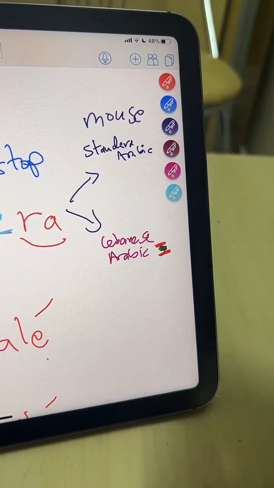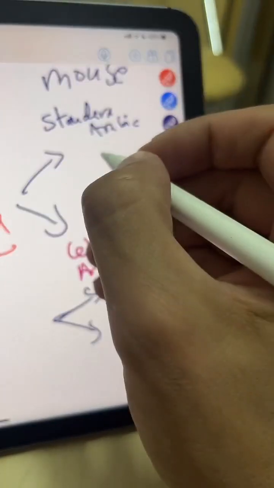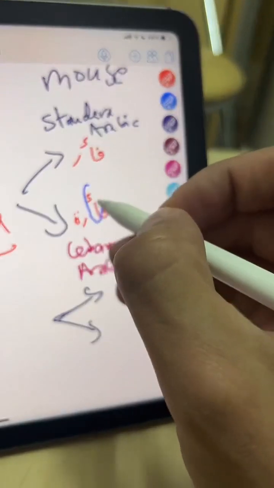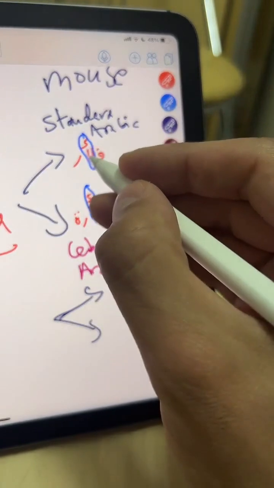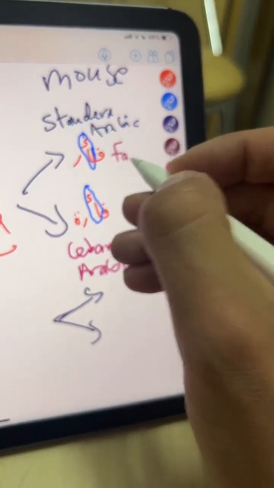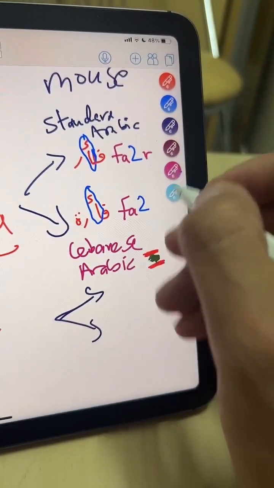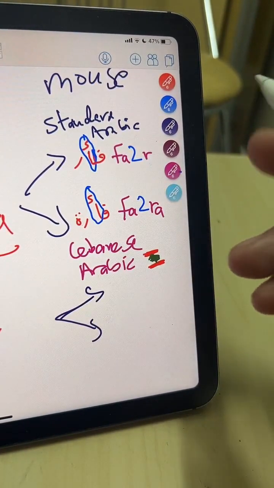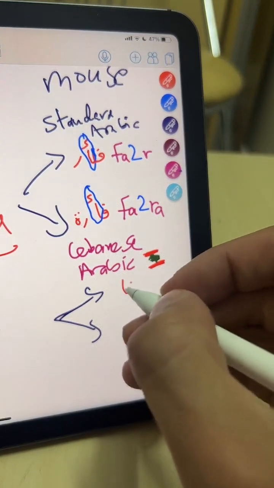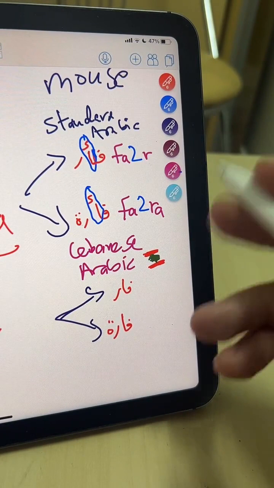Okay. And now, in standard Arabic, it is the following. This is the alif with the hamza. The hamza is up, and this is the alif. Now I'm going to write them in Latin as well, as I promised. Oh, that's so cute. And now in Lebanese. As you can see, the alif doesn't have a hamza anymore, and the transliteration is the following.